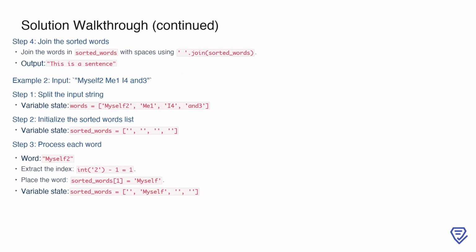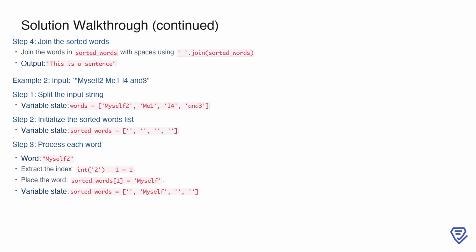With all the words placed in their correct positions, the next step is to combine them into the final sentence. We use the join method to concatenate the words in sorted_words, separating them with spaces. The result is the output string, "this is a sentence".